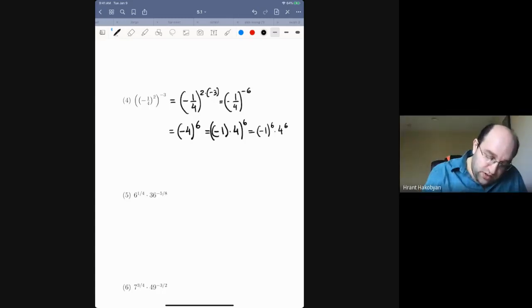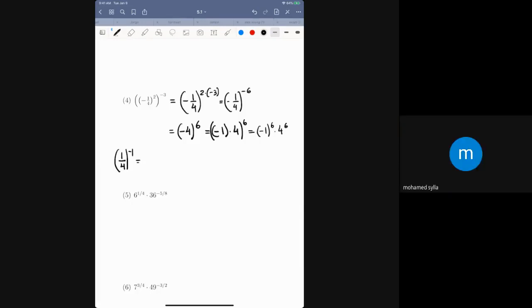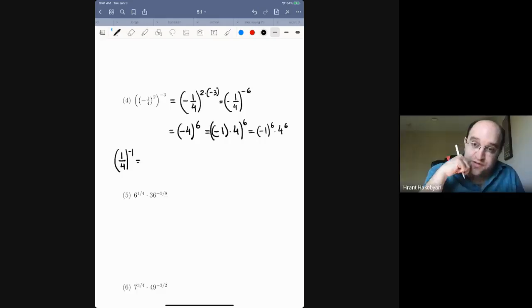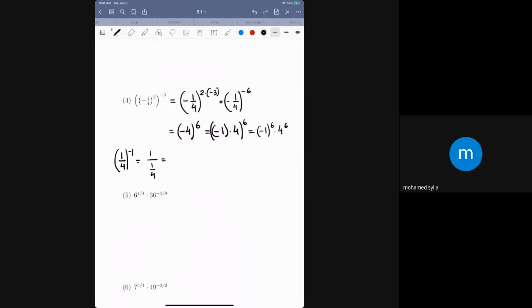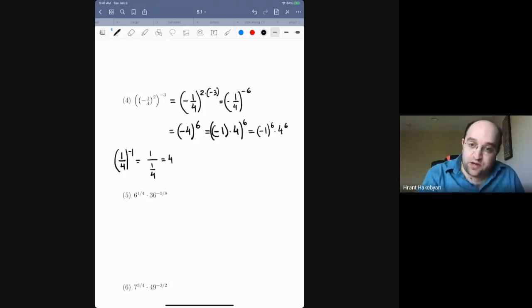So what I do is, see, like this. If I had 1 over 4 to power negative 1, what is this? This is 1 over 1/4, which is 4, right? 1 over 1 over 4 is 4. That's why I'm doing this. Got it. Right. Okay.